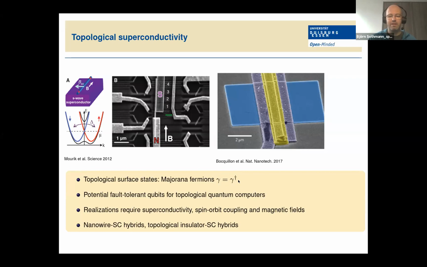For example, you can then build fault-tolerant non-local qubits out of these Majorana fermions that you can in principle use for topological quantum computers. And this is also one of the main motivations for looking at these Majorana degrees of freedom. Now, how can you realize this experimentally? Turns out that there are only very few and very exotic materials that host topological superconductivity in an intrinsic way.